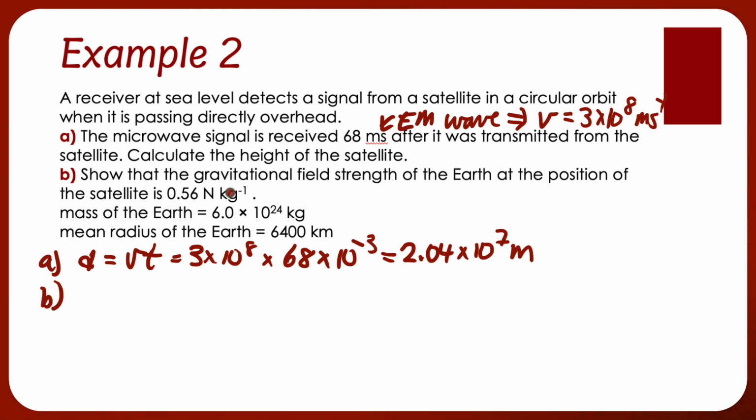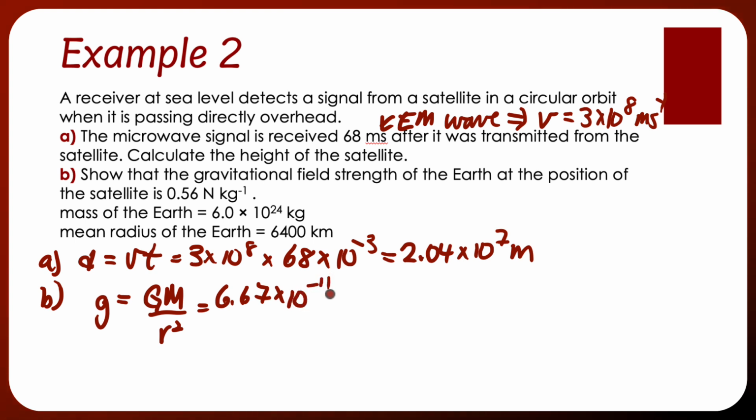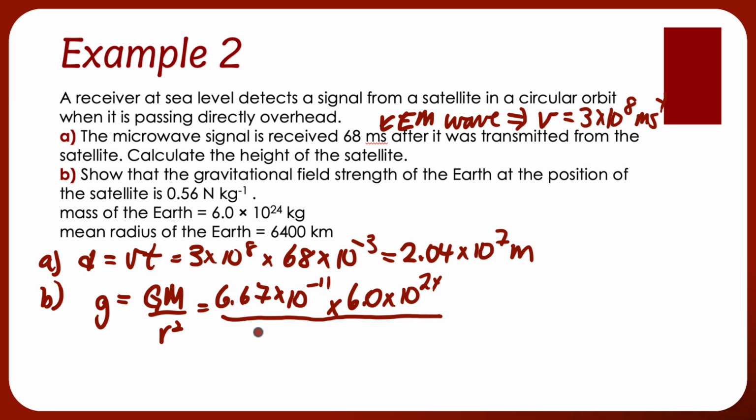Show that the gravitational field strength, okay, so that's again little g, at the position of the satellite is this value. Okay, so let's get our equation, GM over r squared. So from the data booklet, 6.67 times 10 to the -11. I'll need the mass of the Earth. Remember, not the mass of the satellite, the mass of the Earth. And I need the radius. Now the radius is going to have to be from the center of the satellite to the center of the Earth.